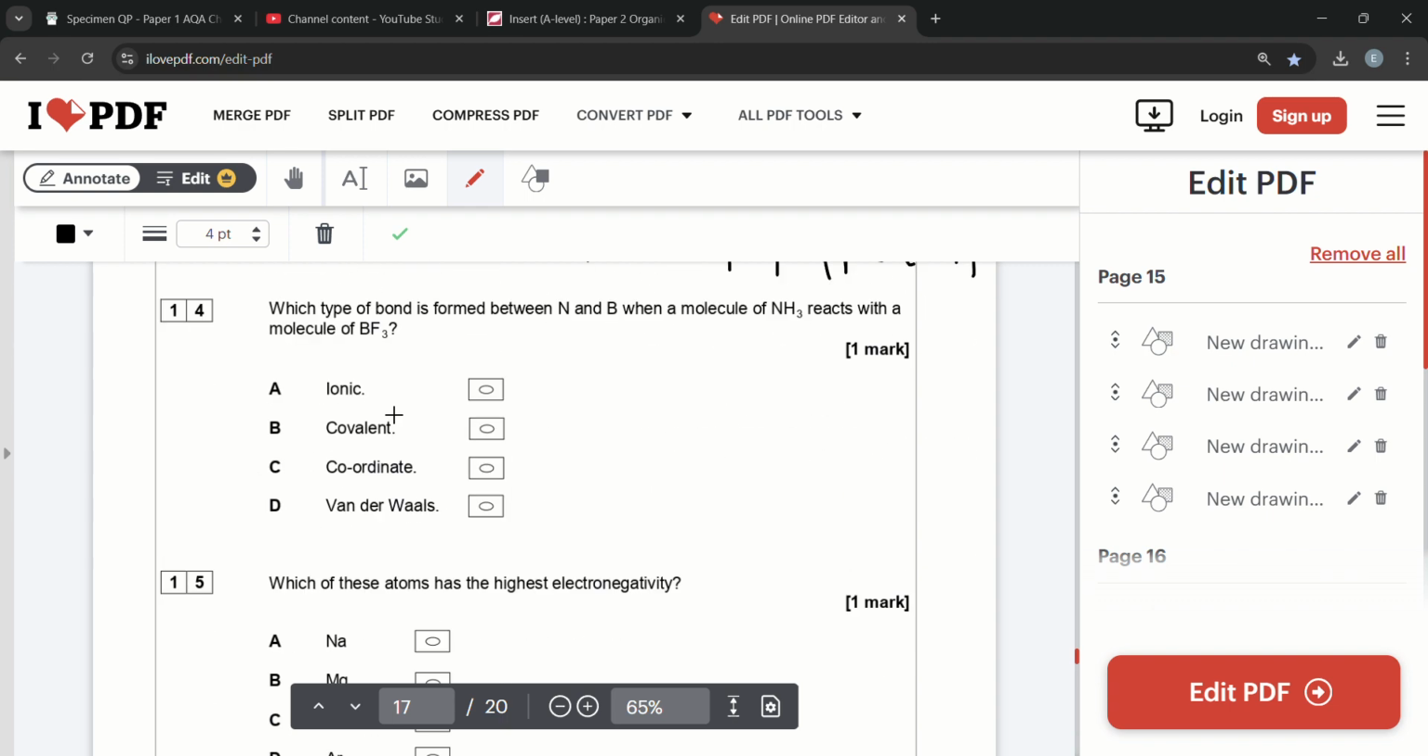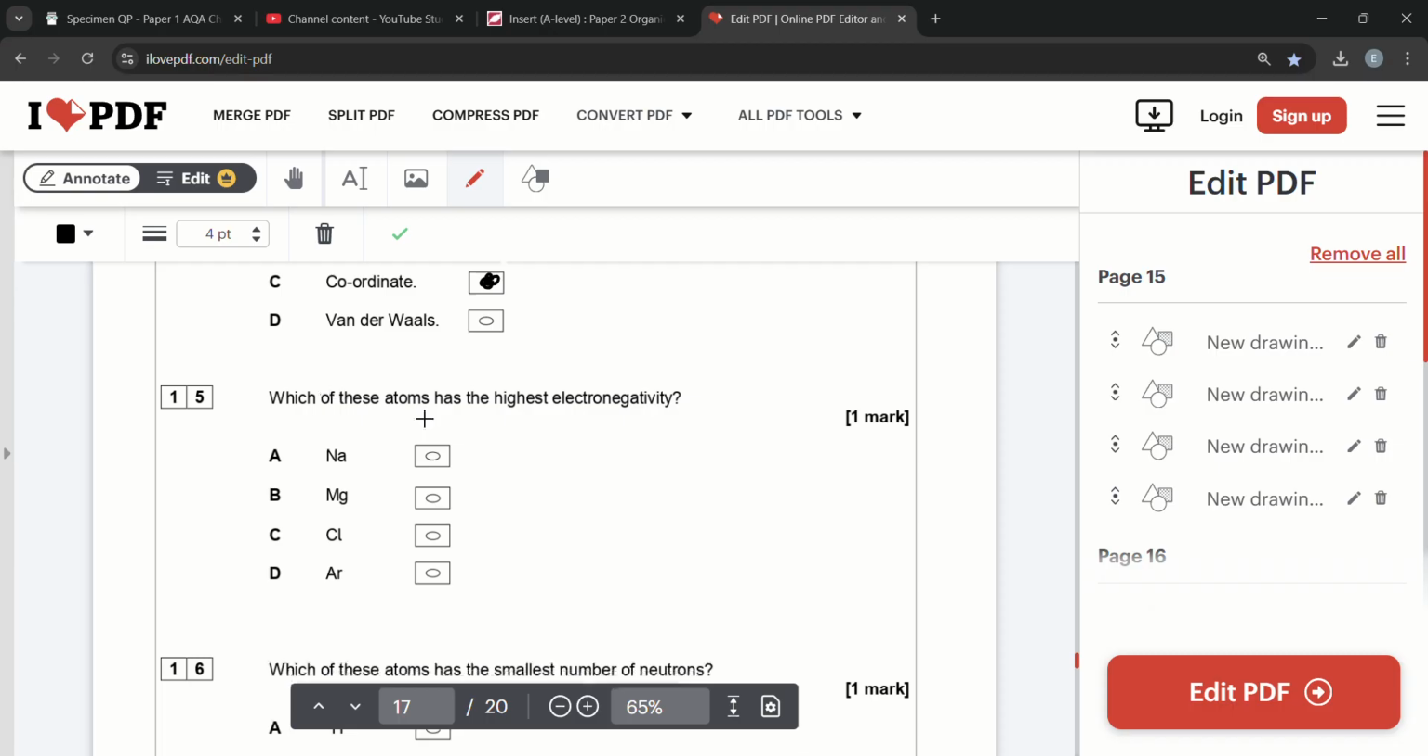Question 14. Which type of bond is formed between N and B when a molecule of ammonia reacts with a molecule of BF3? Classic coordinate bond. Van der Waals? No. Covalent? No. Ionic? No.